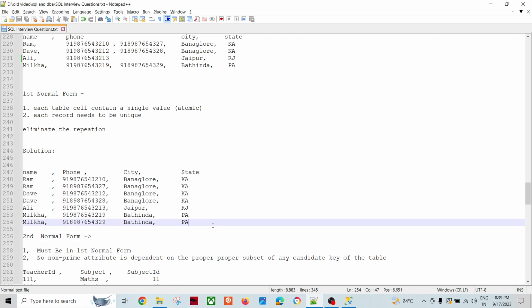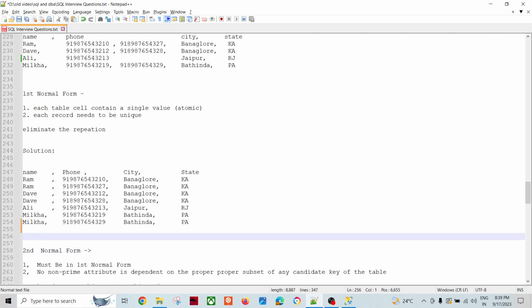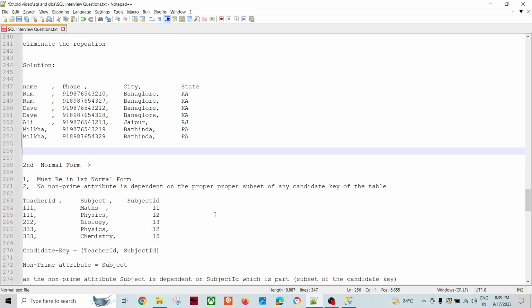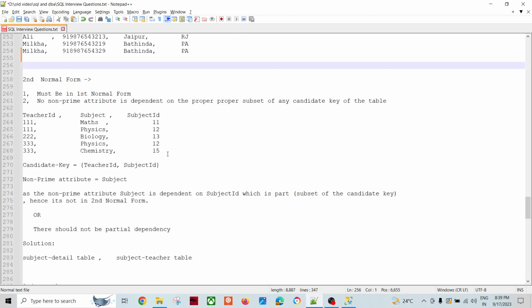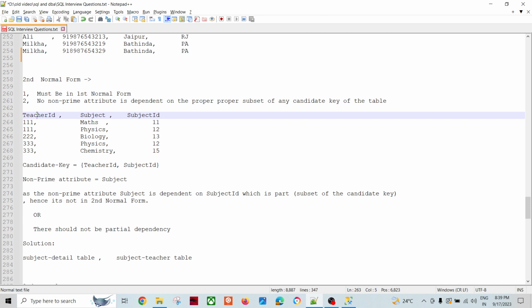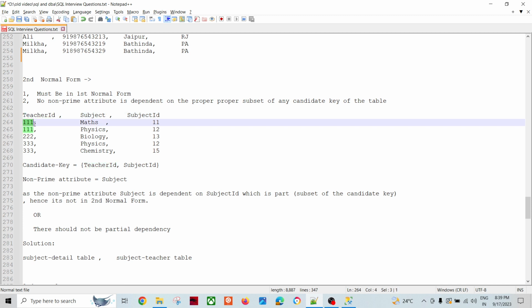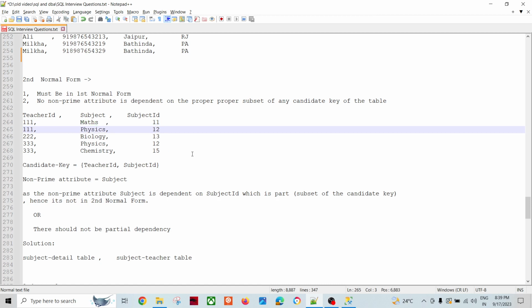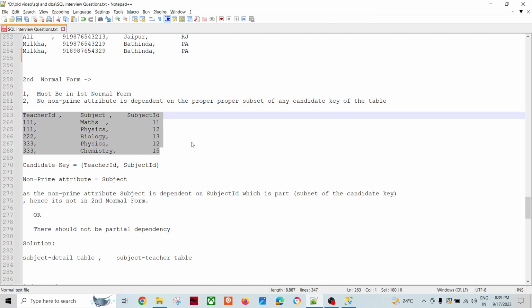Now let's talk about the second normal form. What is the second normal form? Let's take the example of this one. I have a teacher ID 111, and then the subject is maths and the subject ID is 11. Maths has subject ID 11. Again, this is a data table, let's say.